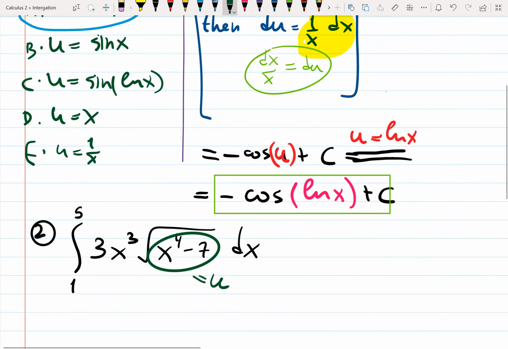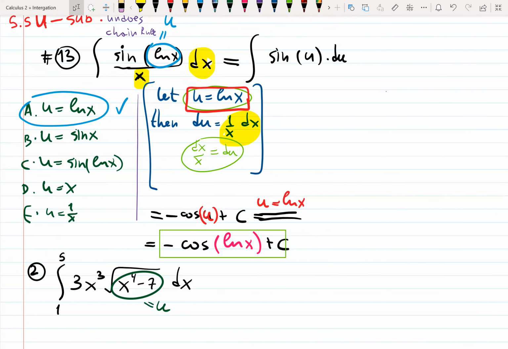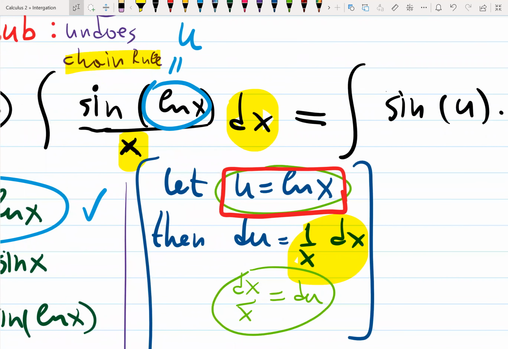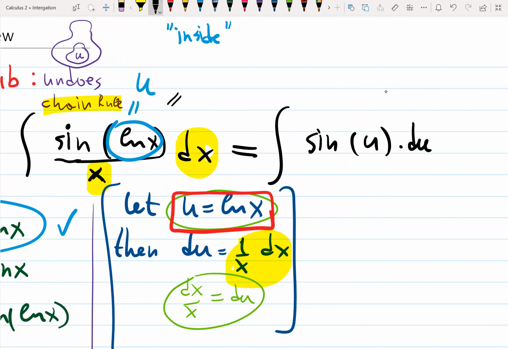Moreover, there's one more idea to point out here. U-substitution works when doing the chain rule, as I mentioned before. So u-substitution works when one part of the integral looks like, not necessarily exactly the same, but looks like the derivative of another part. So in the previous example, if you differentiate ln x, it will give you 1 over x. Thus, I saw this integral originally as sine of ln x times 1 over x dx. I just rewrote it. It's not a different integral.